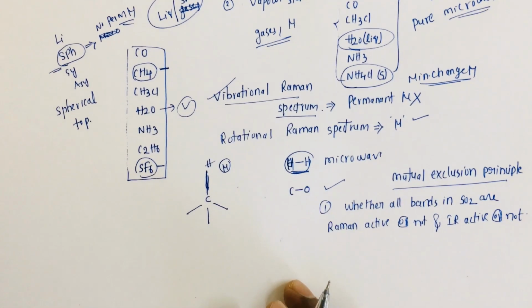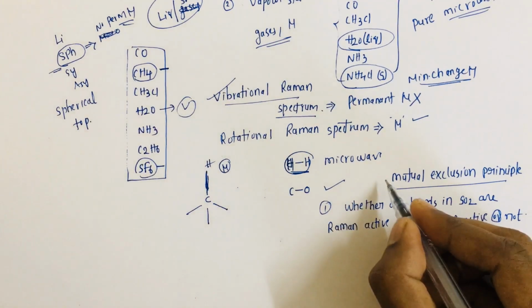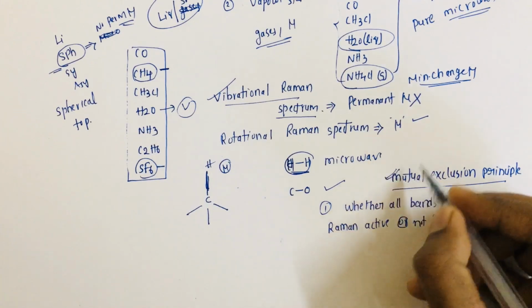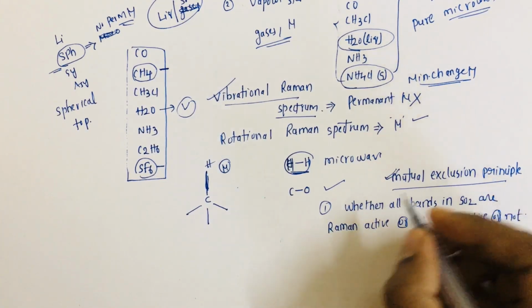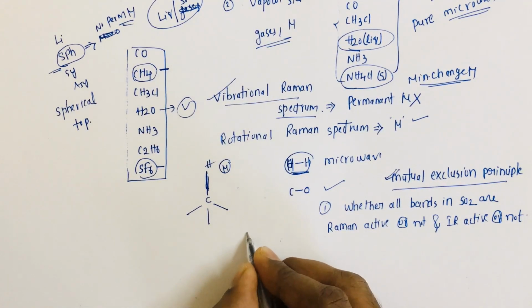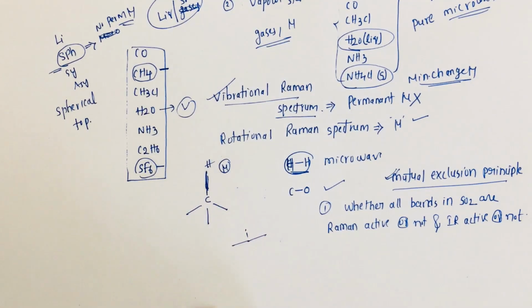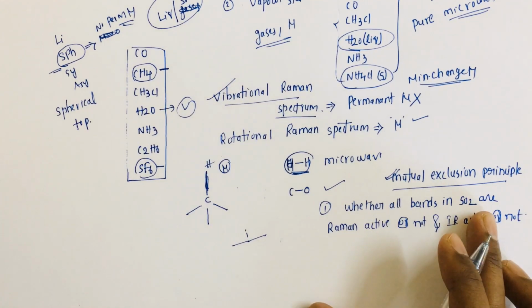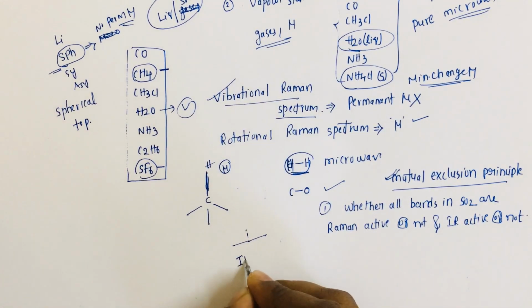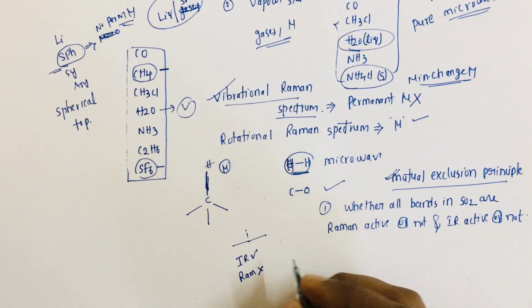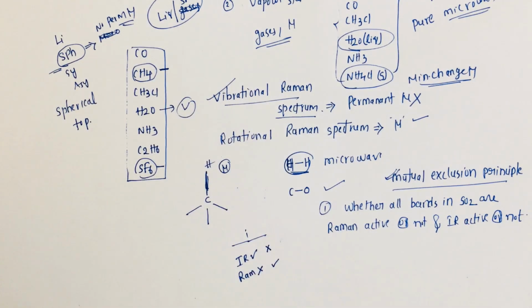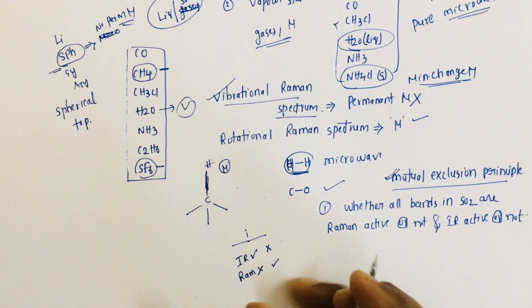Okay, now the main point we need to remember when you're talking about the mutual exclusion principle is that there should be a center of inversion. Then only we can talk about the mutual exclusion principle. So according to this principle, if any band is active in IR spectroscopy, that band is inactive in Raman spectroscopy. And if any band is active in Raman spectroscopy, that is inactive in IR spectroscopy. Why it is like this, I will explain later.